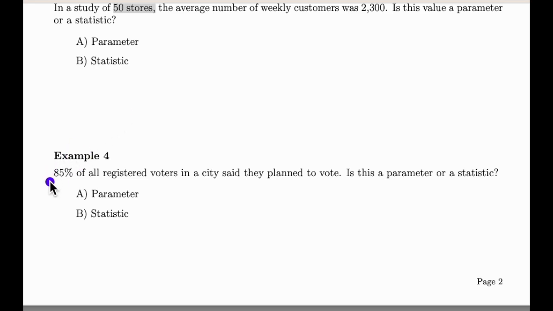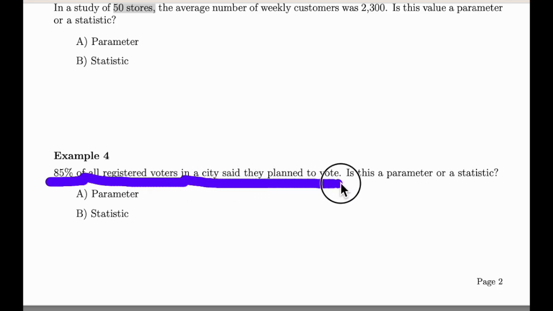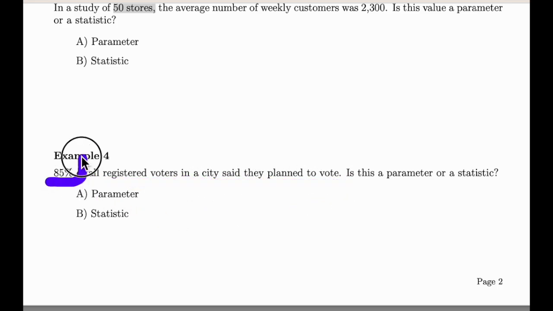So in example 4, it says 85% of all registered voters in a city said they plan to vote. So this is 85% of all registered voters. This percentage or this proportion is based on all registered voters. Because that value summarizes the entire population, not a sample, the entire population, this would be considered a parameter. So this illustrates a key difference between parameters and statistics.